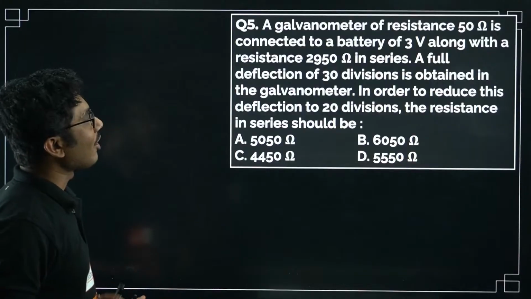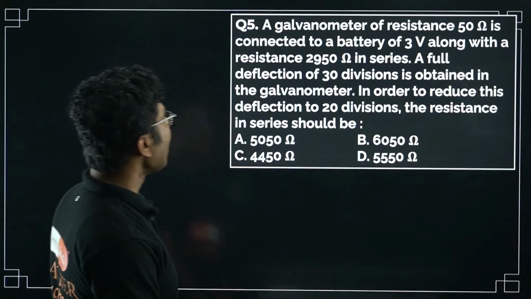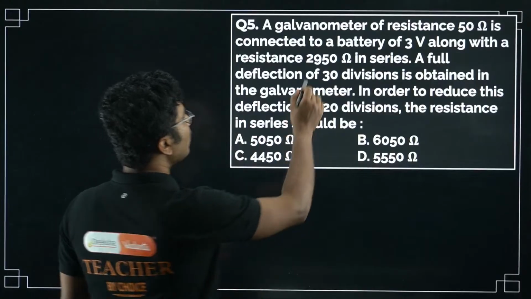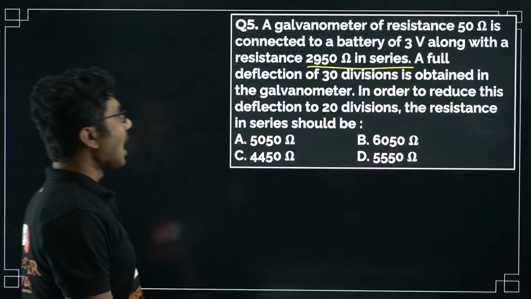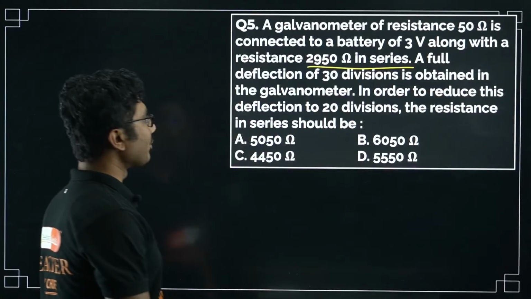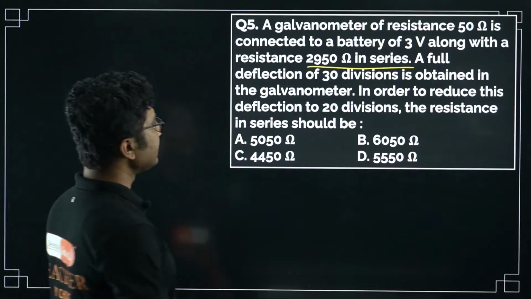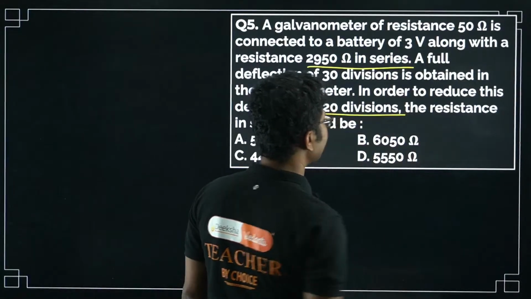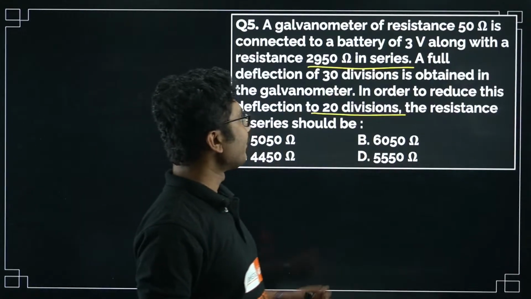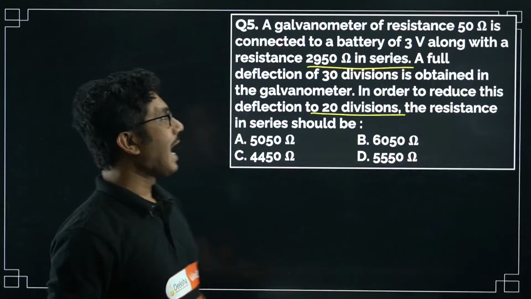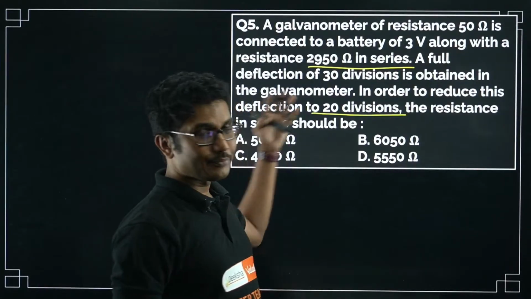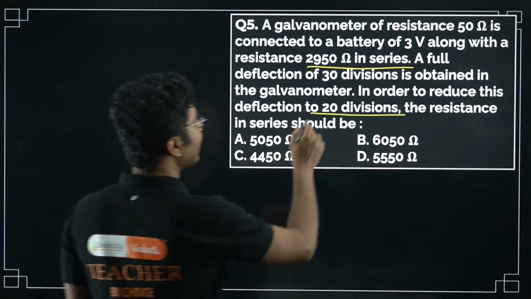A galvanometer of resistance 50 ohm is connected to a battery of 3 volt along with a resistance of 2950 in series. A full deflection of 30 divisions is obtained in the galvanometer. In order to reduce this deflection to 20 divisions, the resistance in series should be. So this is kind of a figure of merit. So first there is a figure of merit given, and you are trying to change the figure of merit so that the same current can give you 20 divisions.